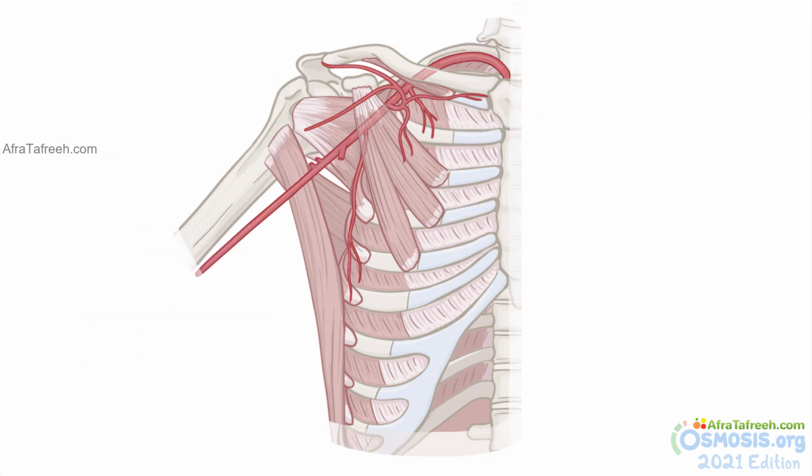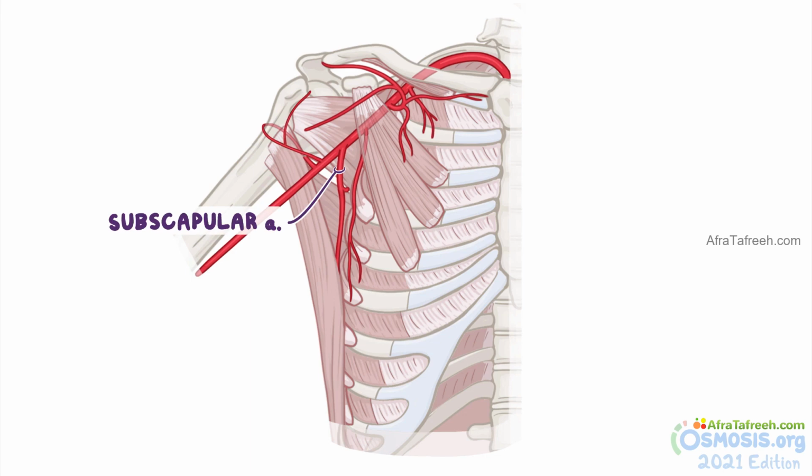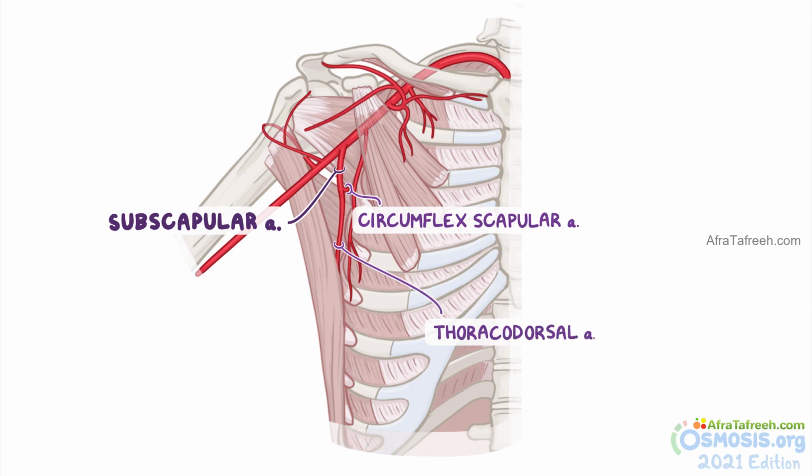The third part of the axillary artery has, you guessed it, 3 branches: the subscapular artery, anterior circumflex humeral, and the posterior circumflex humeral arteries. The subscapular artery is the largest branch of the axillary artery, which travels along the subscapularis muscle before quickly dividing into its terminal branches, the circumflex scapular and thoracodorsal arteries.